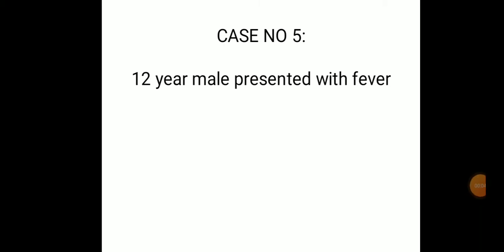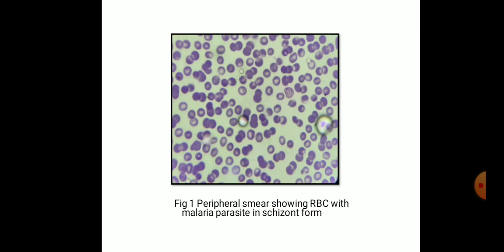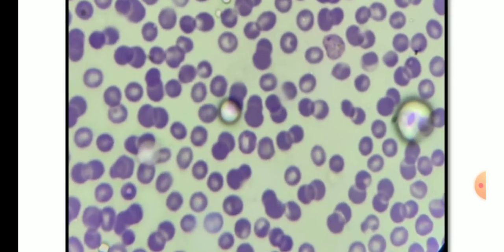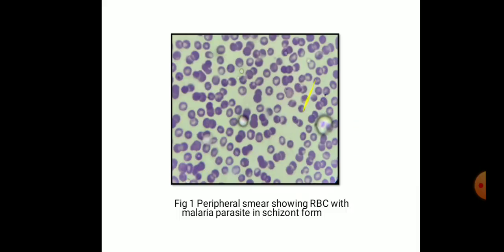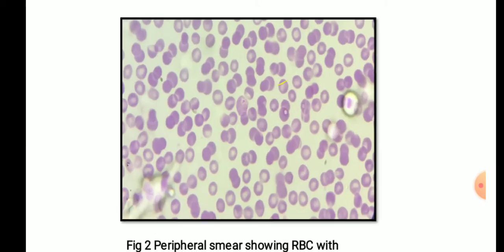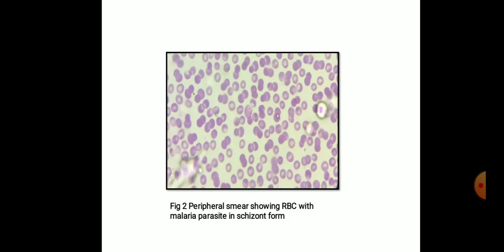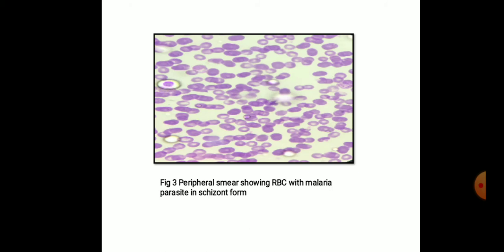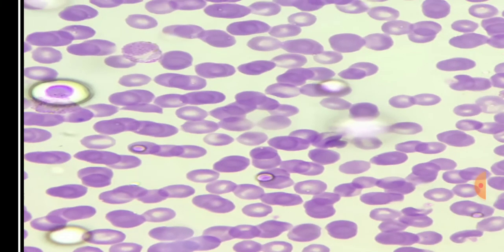Case number 5. History provided was a 12-year-old male presented with fever. In the peripheral smear, red blood cells are seen, with some red blood cells showing malaria parasite in schizont form, focused in various fields under oil immersion.